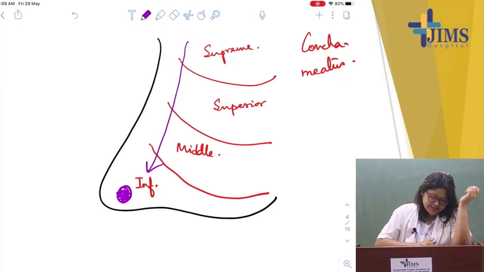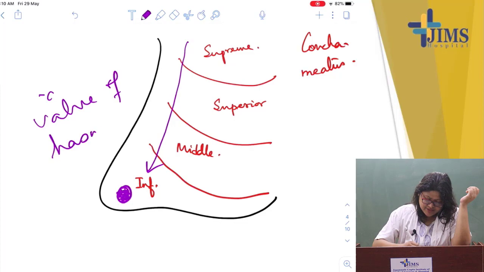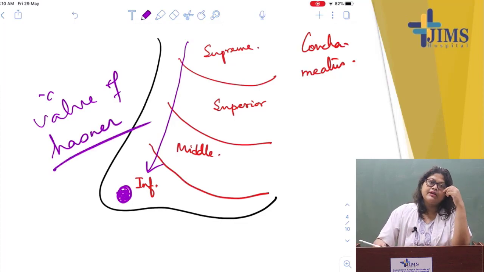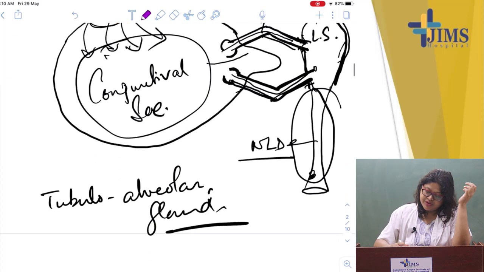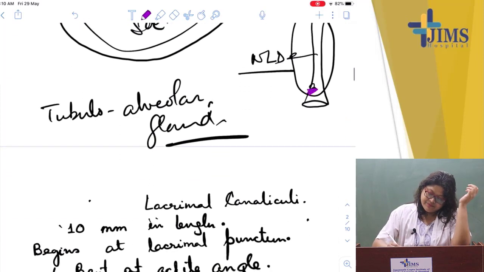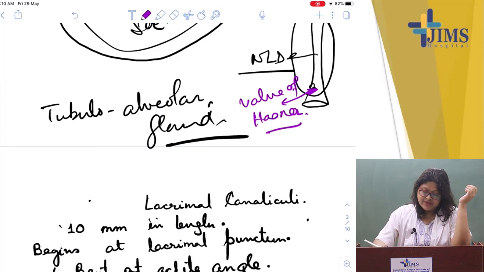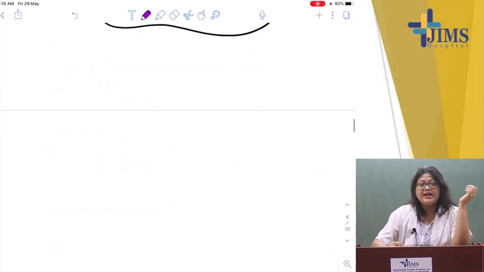And the nasolacrimal duct, this opening, the lower part, is guarded by a valve known as the valve of Hasner. There is a valve, I've drawn it, this one. This is known as valve of Hasner. So the nasolacrimal duct comes as a short note. So the nasolacrimal duct, we have to know the structure.